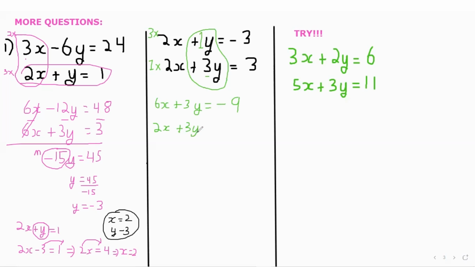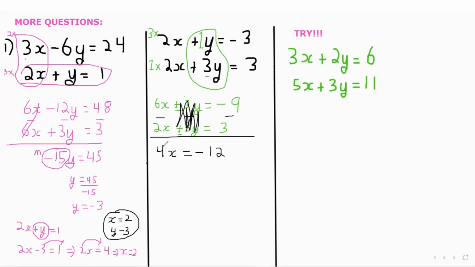Step 1, step 2, step 3. We need to eliminate y. Remember, the y's here are the same, positive and positive, so we'll subtract. Subtract here, and subtract here. What will we obtain? The y's are gone, because it is eliminated. So 6x subtract 2x is 4x. And negative 9 minus 3 is negative 12.